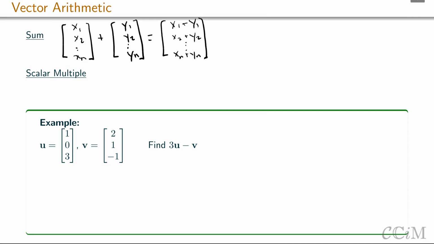Scalar multiplication is even easier. If I want to take a scalar number c and multiply it by a vector, say my x1, x2 through xn, I simply multiply that scalar times every single entry. So my resulting vector would be cx1, cx2 on up to cxn.